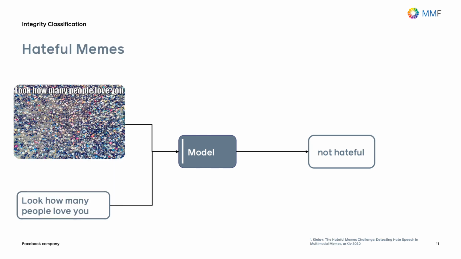Then we have integrity classification tasks such as Hateful Memes, which takes in an image where you can see there's a meme which says, look how many people love you, and there are a lot of people inside this image, which basically means that this is not hateful. So the model takes in both the image as well as the text inside the image and classifies it as not hateful.